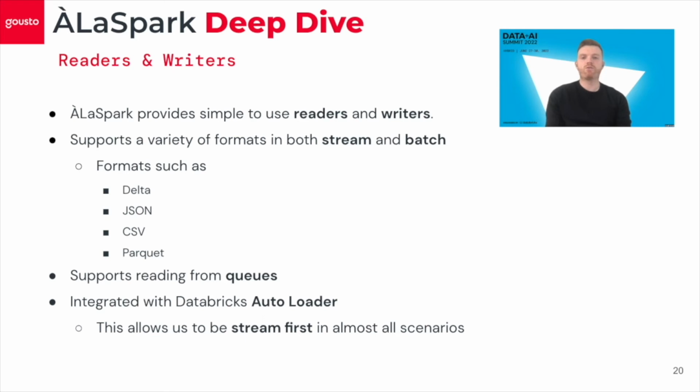At Gousto, we are stream first, meaning that unless there's some specific technical reason to use batch, we default to streaming. When working with Databricks Autoloader, this provides a few benefits, such as checkpointing, which adds resilience to our data pipelines and eliminates the need to do things in batch.